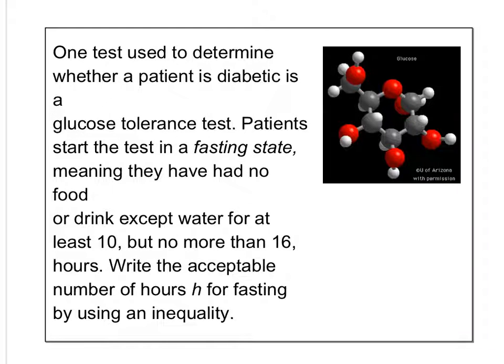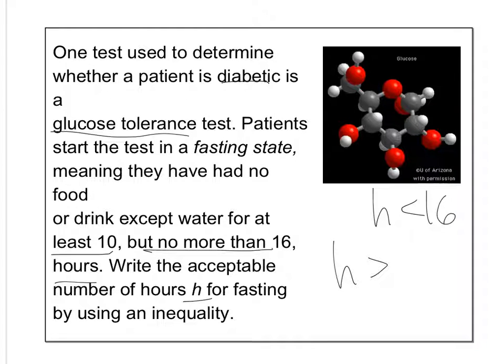One test used to determine whether a patient is diabetic is a glucose tolerance test. Patients start the test in the fasting state, meaning they have no food or water, for at least 10 but no more than 16 hours. Write the acceptable number of hours for fasting by using an inequality. So basically what this means is that you have got to go less than 16 hours without food or drink, but then you've got to go greater than 10 hours. So together, you're going to say that 10 is less than h is less than 16.